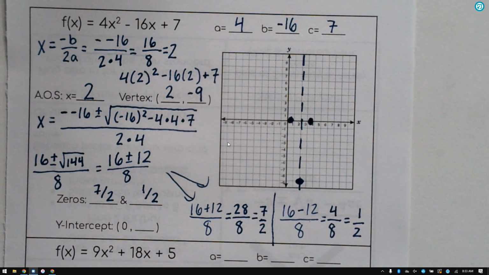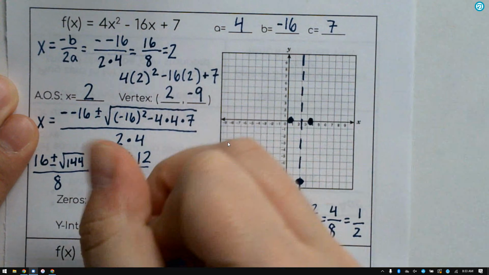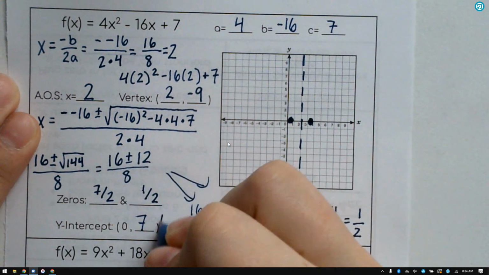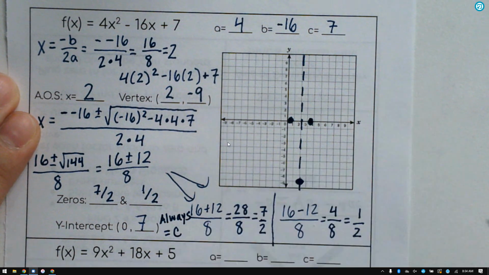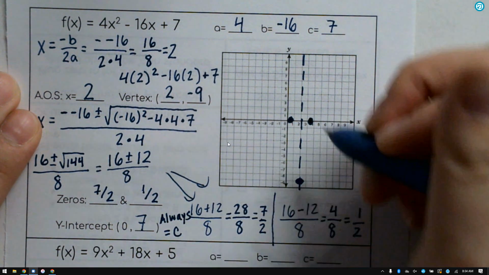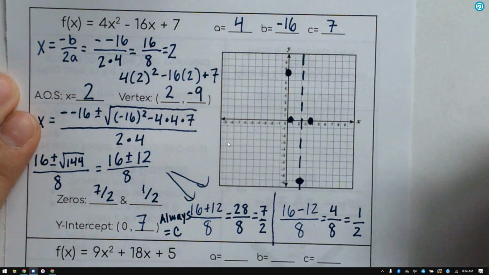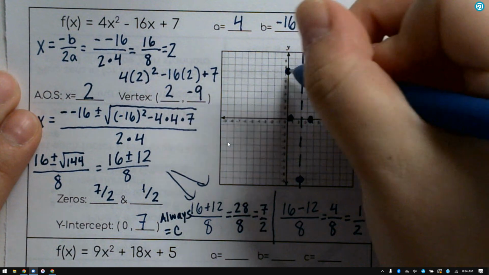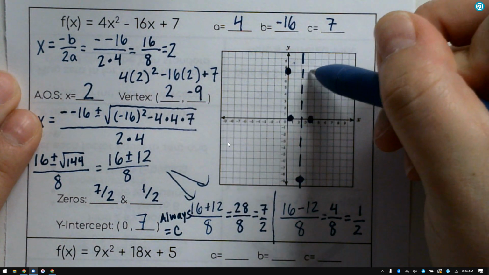And then the last thing is our y-intercept. Our y-intercept is always our C value. So in this one, it's 7. If you want to put a note to yourself that says always equal to C, so you remember when you look back, I would. So that's going to get graphed on my y-axis at 7. And then that can also get reflected. It's currently 2 to the left of my axis of symmetry, so I reflect it 2 to the right.